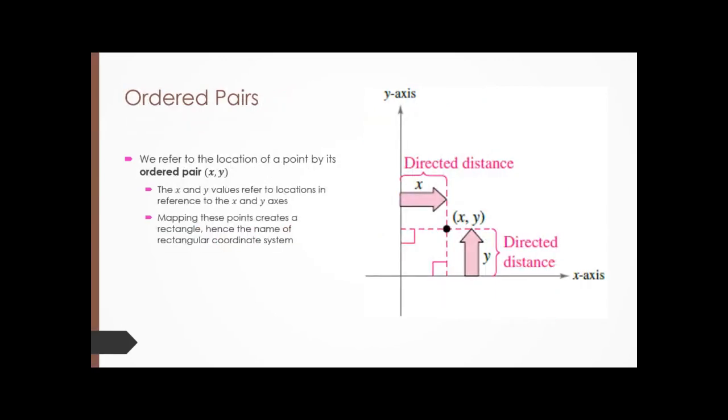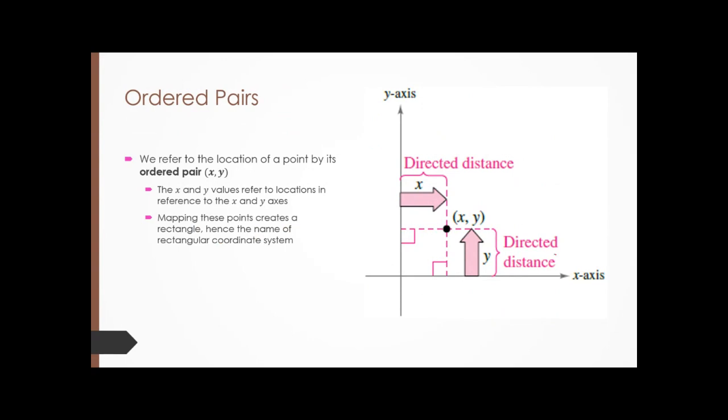The things that I was referring to where you have an x and a y value are called ordered pairs. So in parentheses, you'll have an x comma y. It's an ordered pair because it has a specific order to it. The x value is always first, the y value is always second. And these are just referring to where they are in reference to our x and y axis.